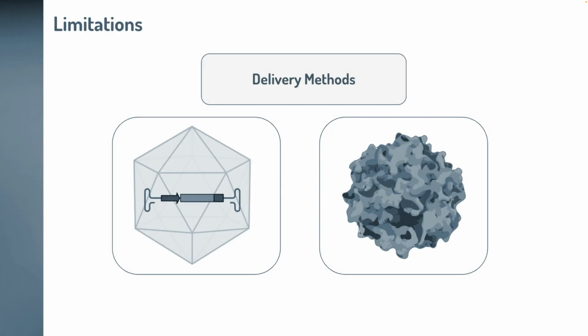Another limitation is the choice and use of delivery methods. Typically, adeno-associated virus vectors are used in gene therapy applications due to their non-integrating nature, compatibility, and high transduction efficiency. However, adeno-associated virus vectors have a limited carrying capacity, which means they can only be used to deliver small sequences of DNA. They also may have limited tissue tropism, as they're more effective at targeting certain cell types, limiting the application of CRISPR for certain diseases.